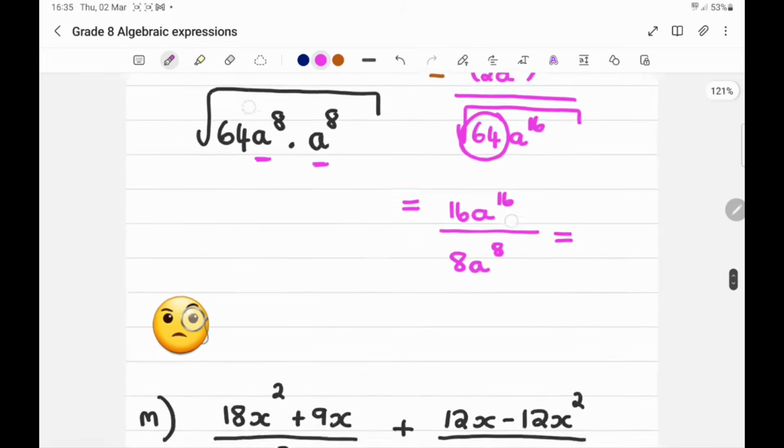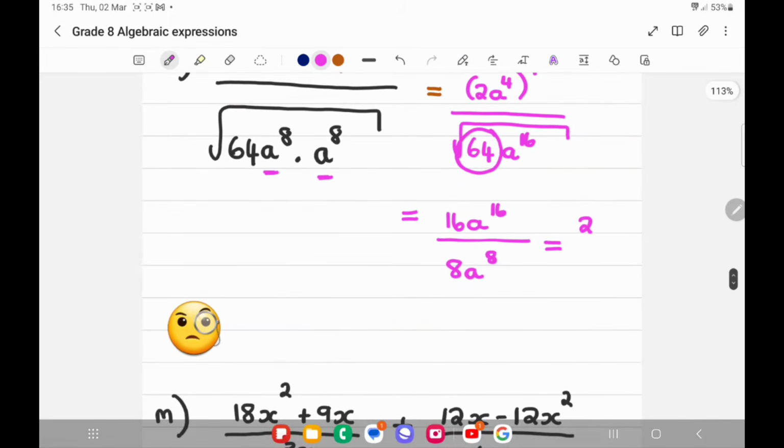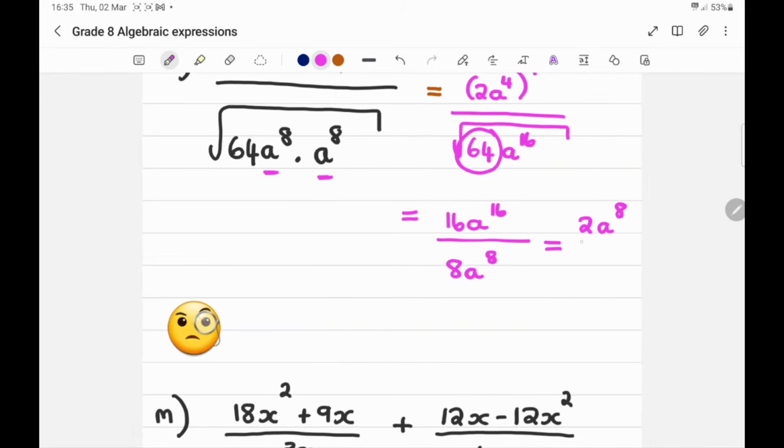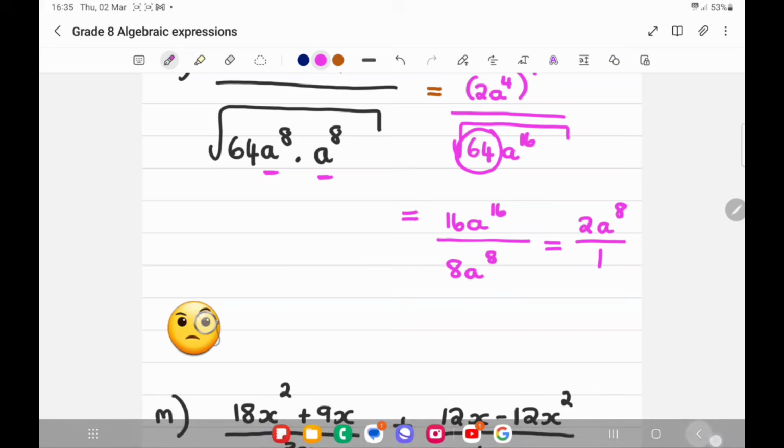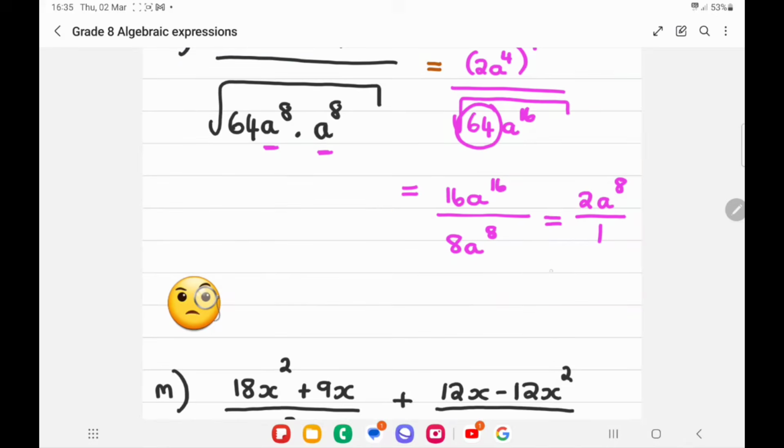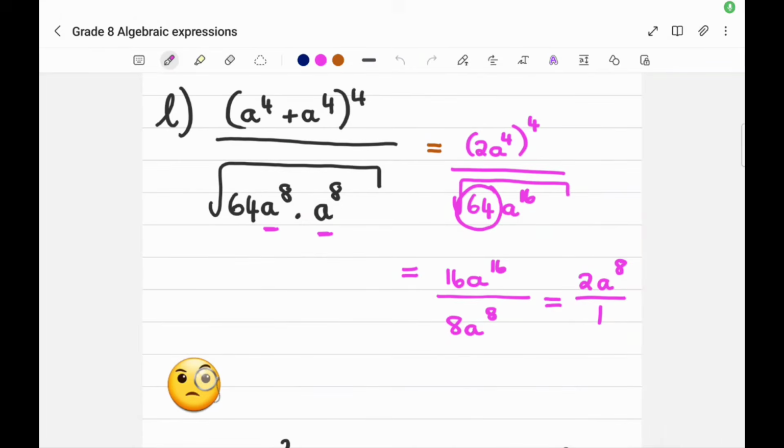16 divided by 8 is 2. And a to the power 16 minus 8 is 8. Where did my power lie? At the top. Okay, and that is your answer over there. 16 divided by 8 is 2. A to the power 8 over 1, which you can just write as 2a to the power of 8.